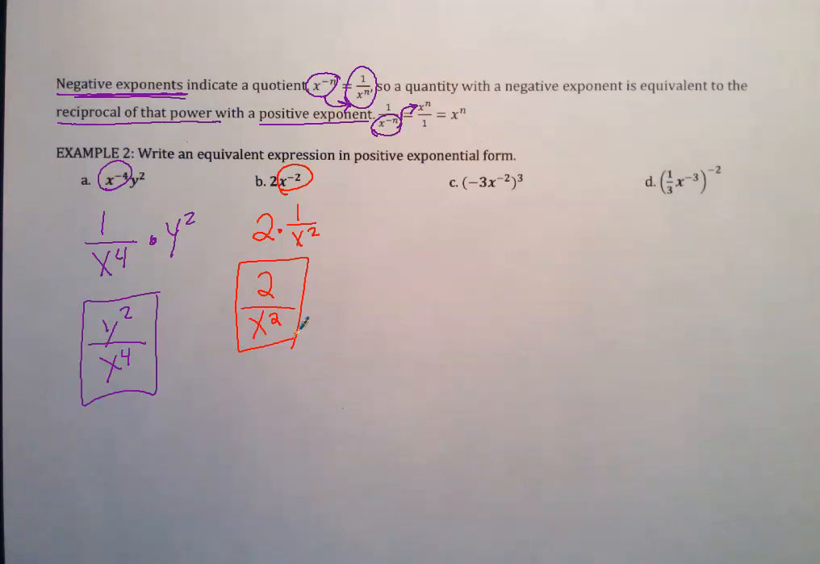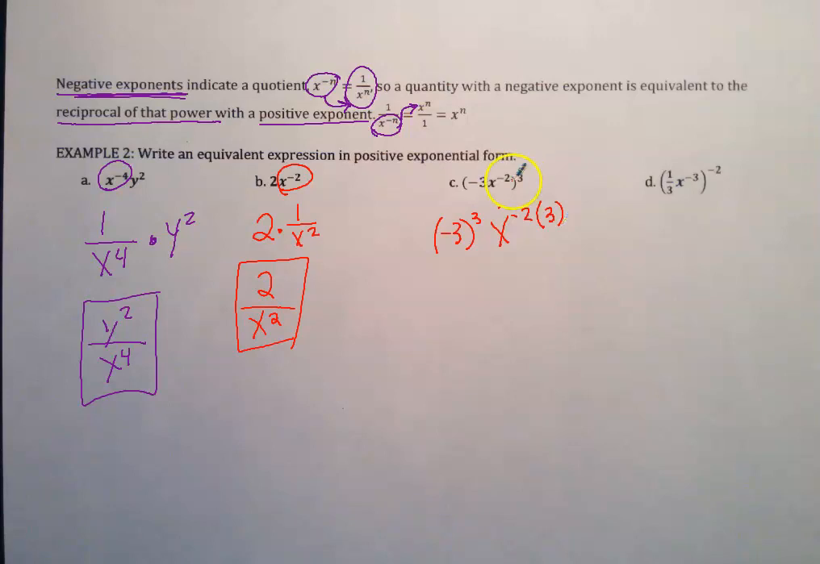All right, so C has a few more steps to it. What does the 3 apply to here? The 3 applies to everything. Okay, so we need to do that exponent first. So we're going to have -3 cubed, and then we're going to have our x to the -2 to the 3rd power.